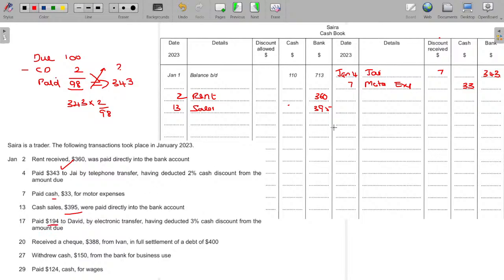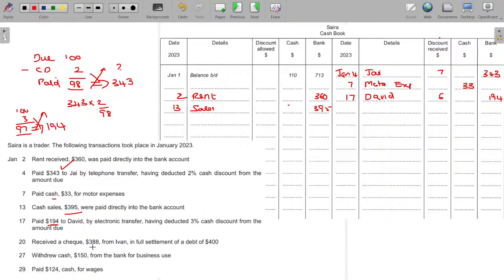Paid 194 to David. On 17th, payment to David. The payment 194 by electronic transfer means it's from the bank only, 194, having deducted 3% cash discount from the amount due. Similarly here, 100, discount 3 rupees, 97 rupees is paid. The payment here being 194 and the discount, you can do the cross multiplication and you will get 6 rupees.